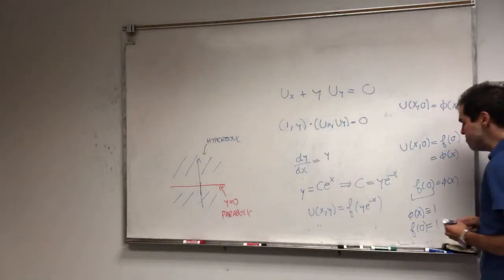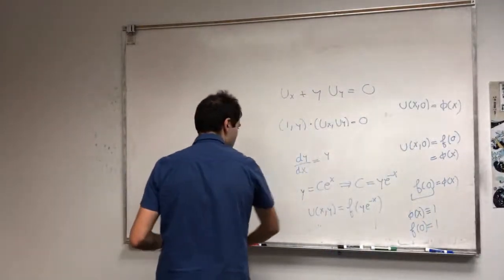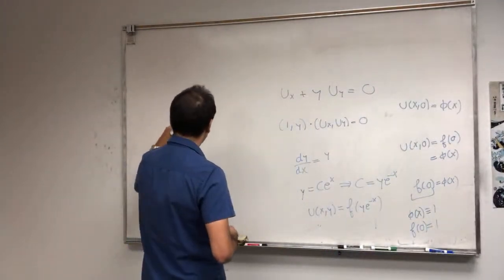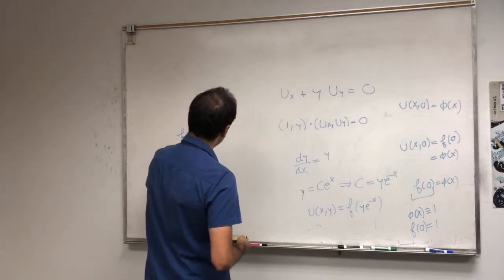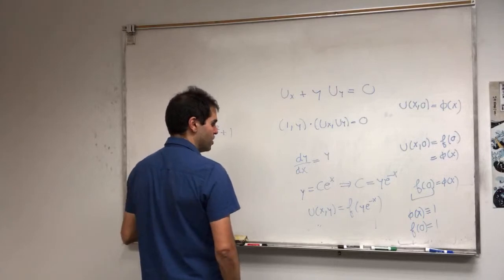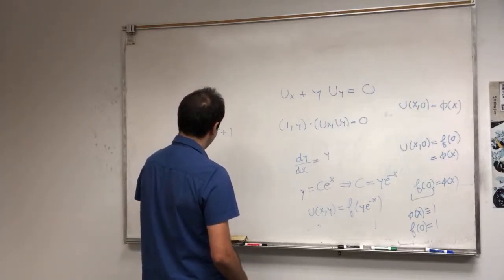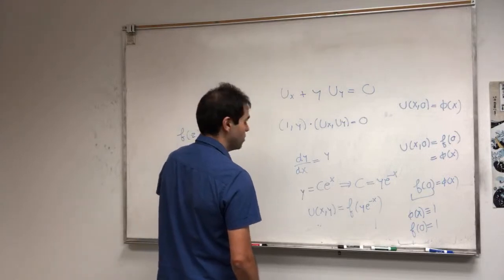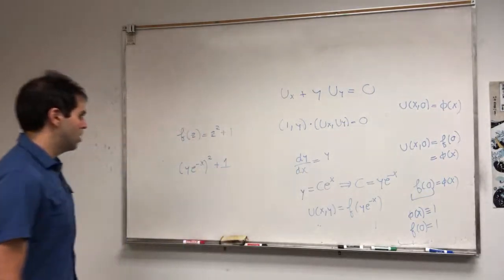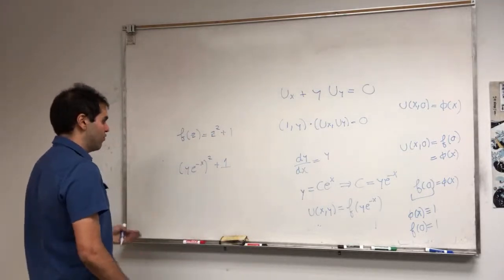So in other words, there are many solutions. For instance, take, let's say, f of z be z squared plus 1. That satisfies f of 0 equals 1. Then one solution would be y e to the minus x squared plus 1. And then you can indeed check that u of x,0 is the function 1.